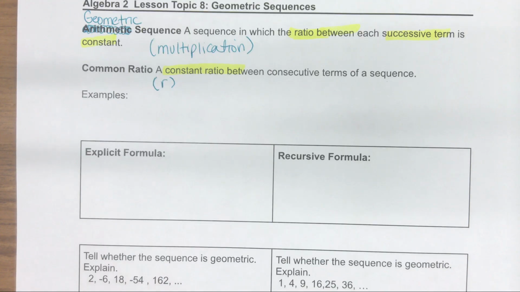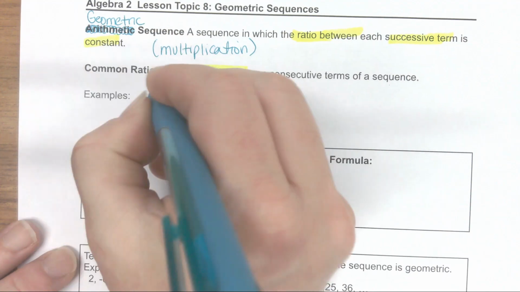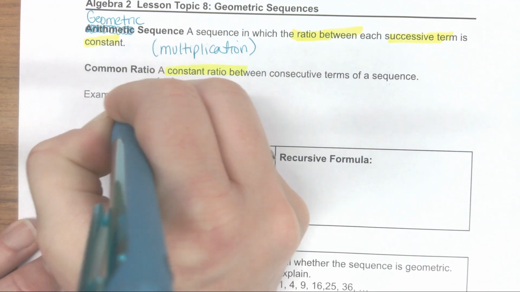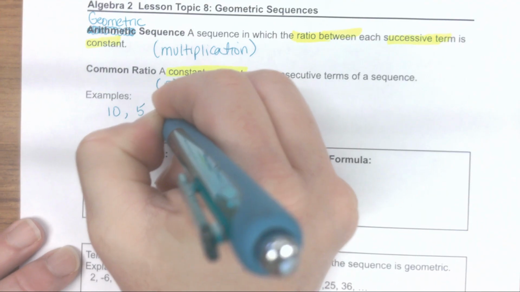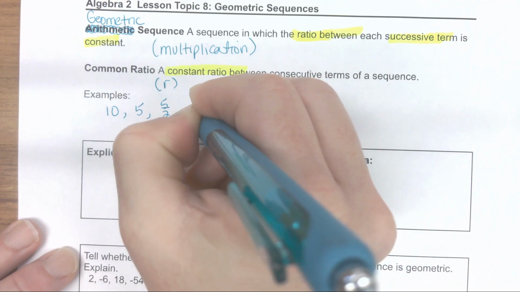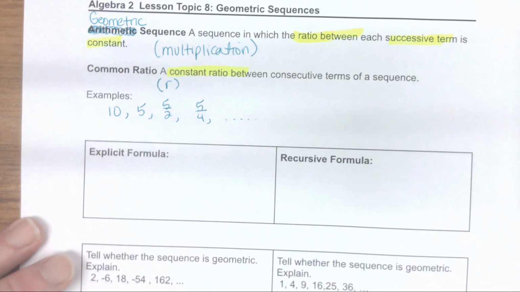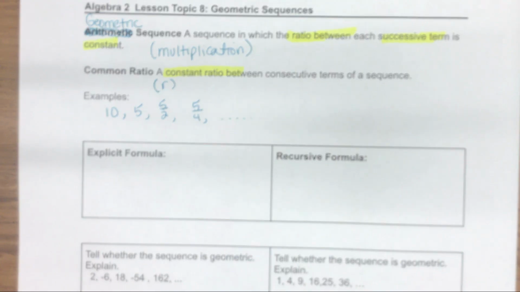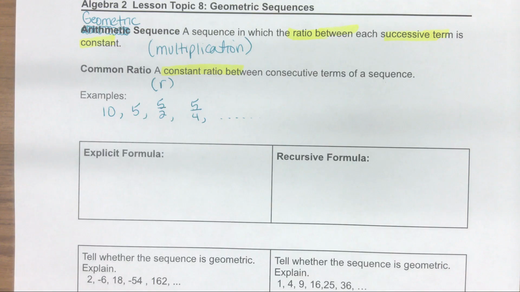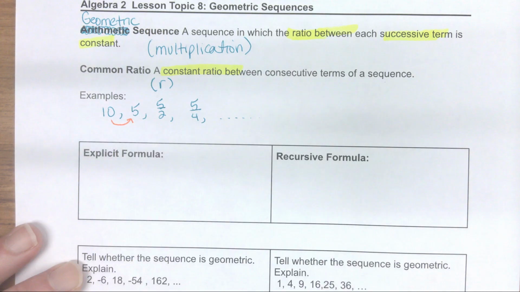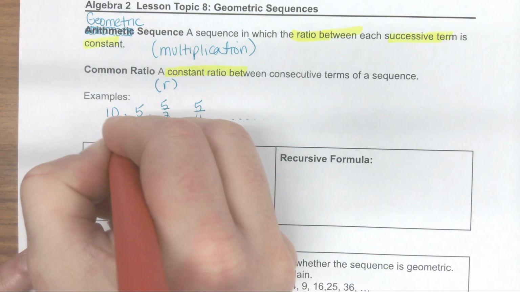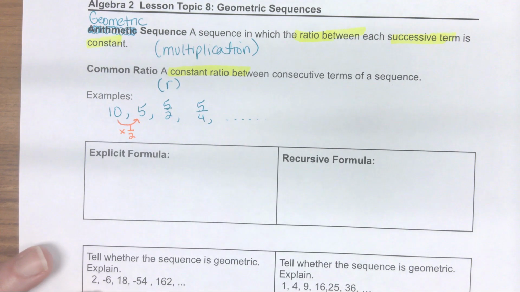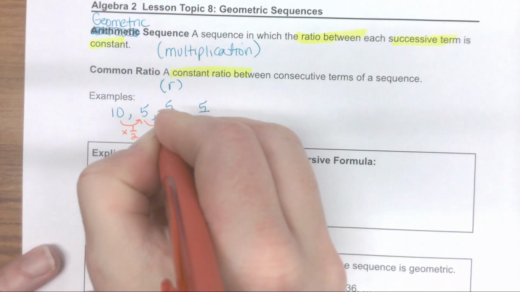Okay. So an example of something like this would be, for instance, 10, 5, 5 over 2, 5 over 4. Can anybody tell me what's going on here? They're being cut in half. So you could say they're being multiplied by 0.5 if you want, or the fraction 1/2. These are being multiplied by the same thing each time.